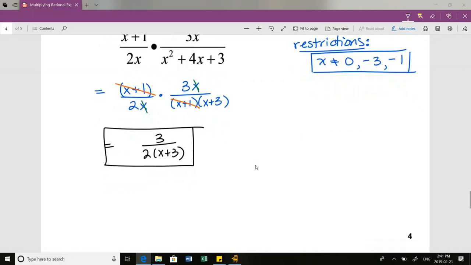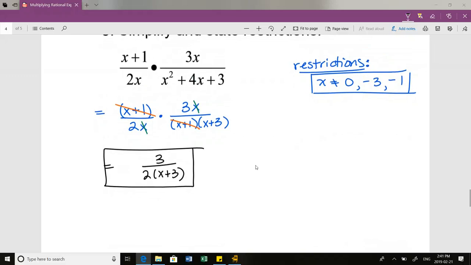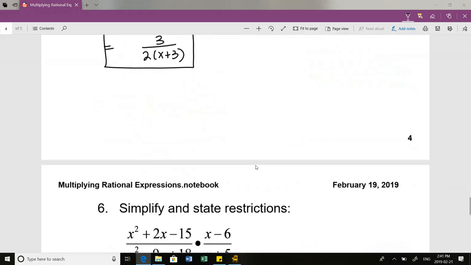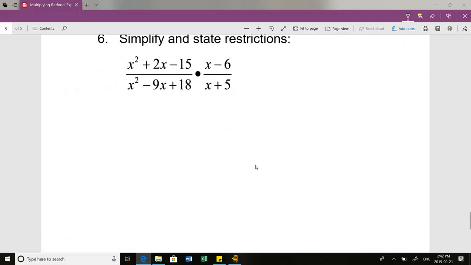Okay, one more. Any questions on this before we move forward? It's actually pretty easy. Good. Okay, so factor and common factor everything. So I think we can trinomial factor both on the left fraction here. So 2 things that multiply to negative 15 and add to 2.